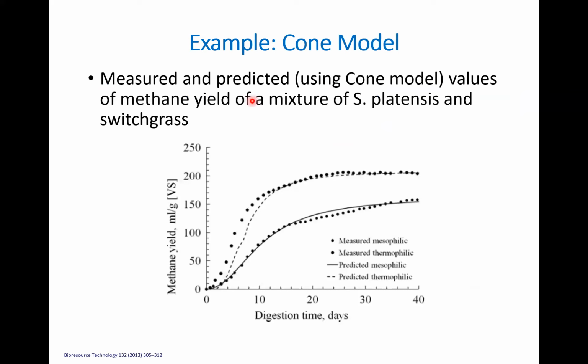Here, this is data fitting of the Cone model. I'm not actually going to go into details on how we can get this one. This is just to compare the predicted against the measured. And this is just an example again for methane yield of a mixture of Spirulina platensis and switchgrass. As you can see, it's a good fit if you compare the measured against the predicted values.